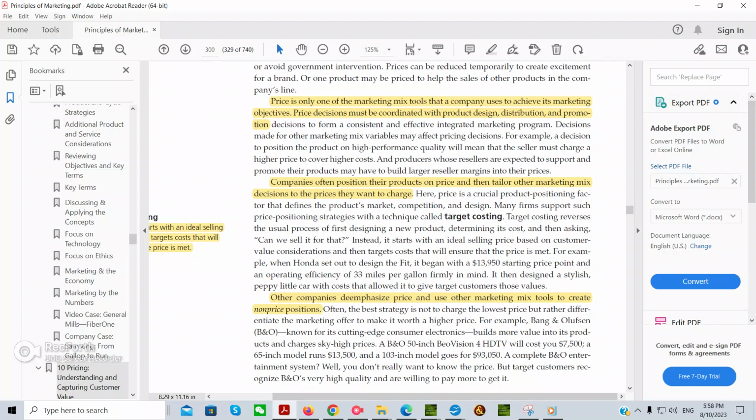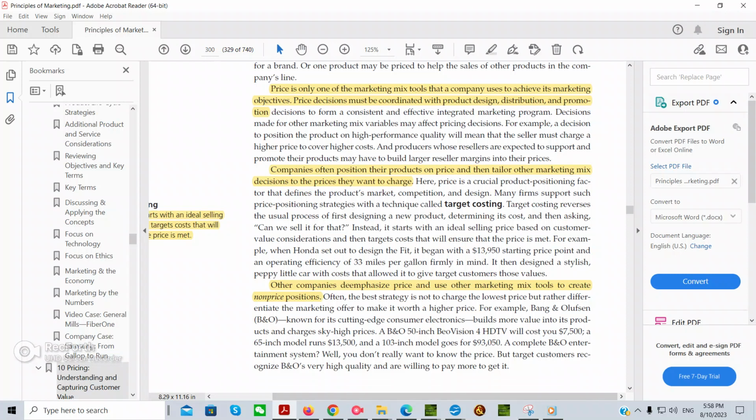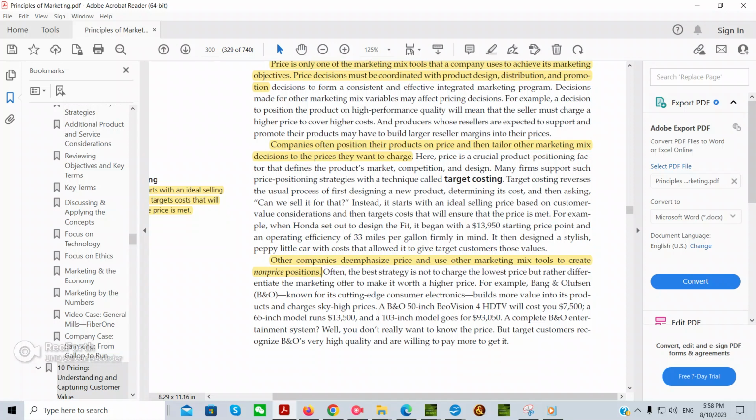A B&O 50-inch BeoVision 4 HD TV costs you $7,500. This is as of 2012, so it's probably much cheaper now. A 65-inch model runs $13,500, and a 103-inch model goes for $93,050. A complete B&O entertainment system, well, you don't really want to know the price, but the target customers recognize B&O's very high quality and are willing to pay more to get it.